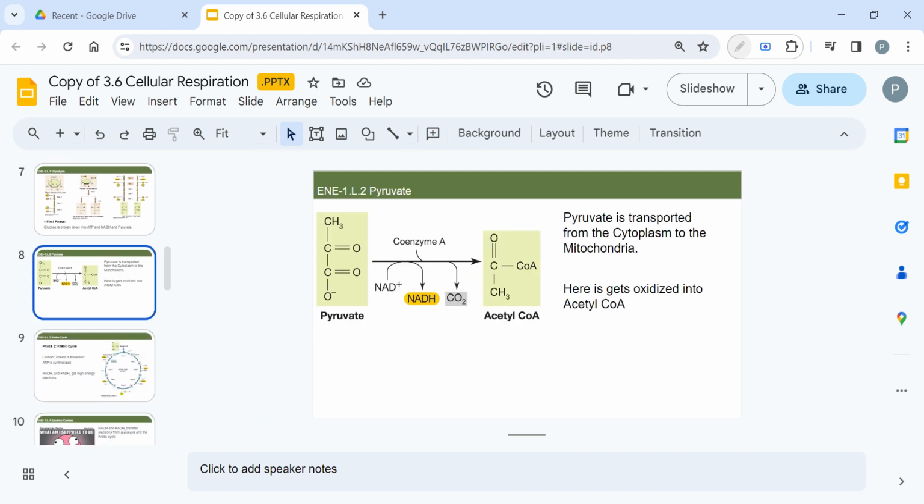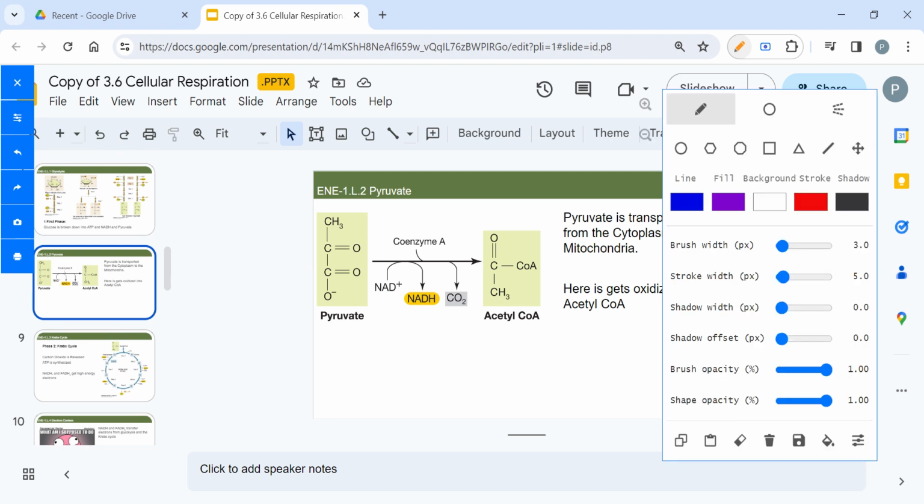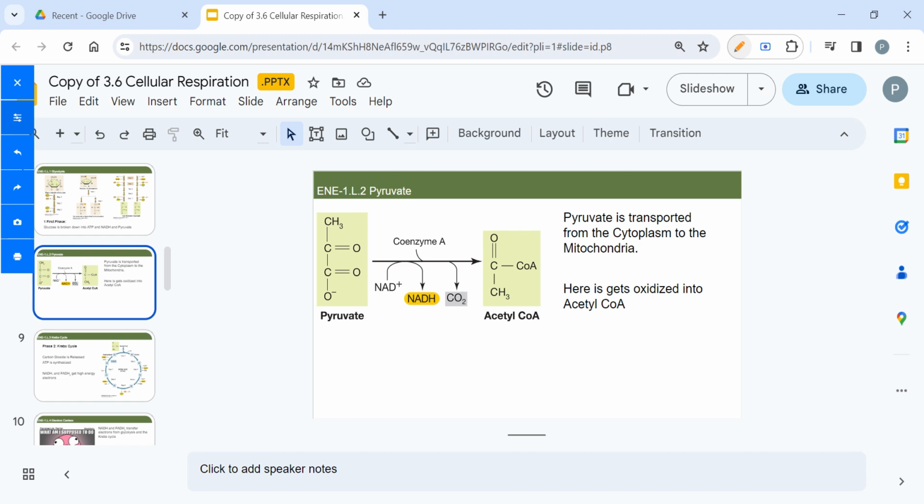Pyruvate oxidation is a very simple in-between step that we don't need to spend too much time in the weeds on. Okay, what am I looking at here? Basically, the pyruvate, right? Now, keep in mind, this is just one pyruvate, and how many do we make at the end of glycolysis? We made 2 of them, right? So you have to keep in mind that whenever you see anything going forward with the Krebs cycle, with anything that has to do with this pyruvate, it happens twice. All right, just keep that in mind.